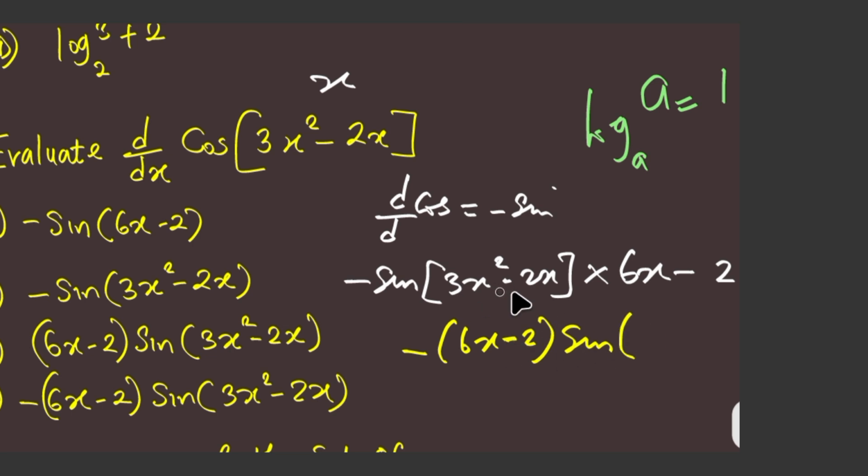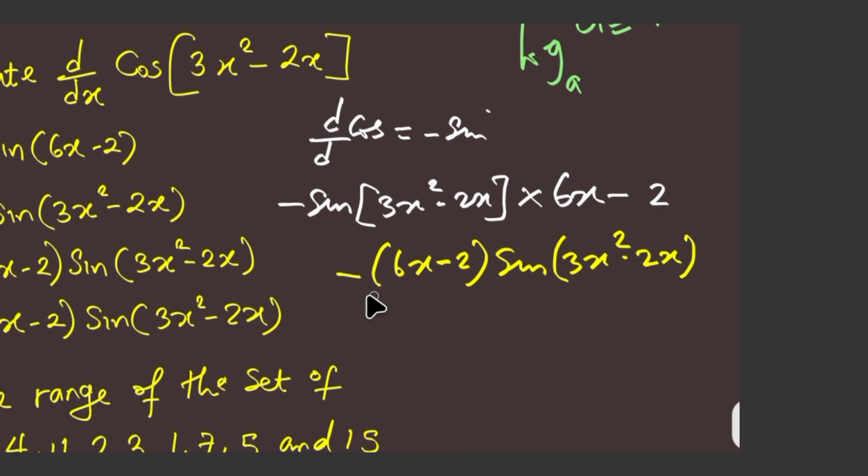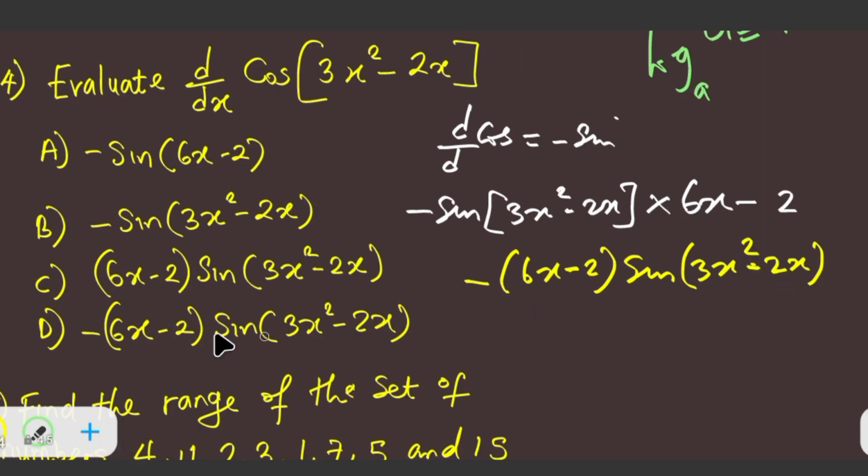Then put this one inside the bracket. So just look for that one in the options. That will be minus (6x minus 2) sine of (3x squared minus 2x). If you check very well, it looks like this one. So the correct answer is option D.